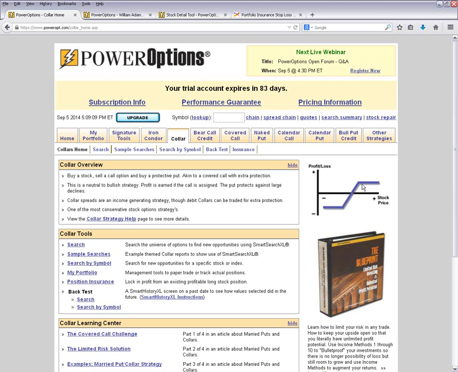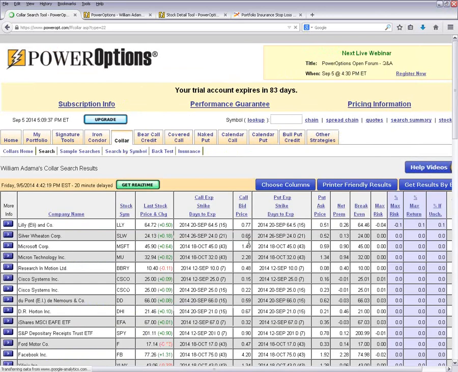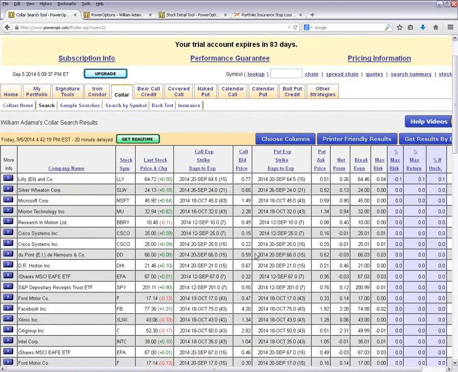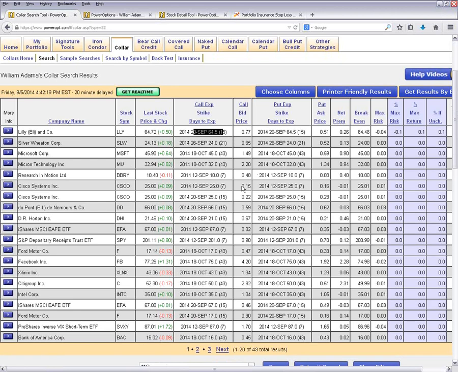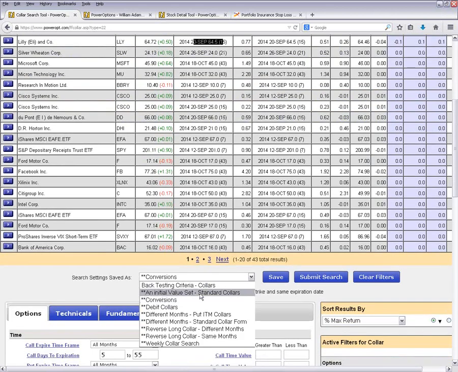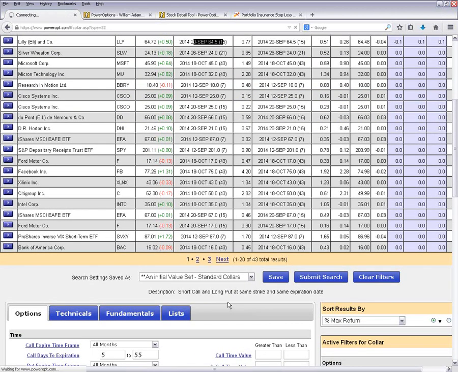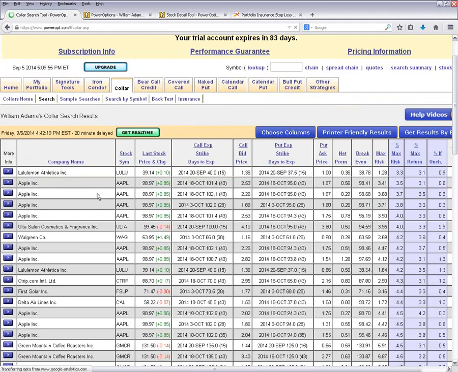I've got to be honest with you. And a standard collar, what we'll look at here, we'll go to my basic search that we created here. And what we're looking at is to buy stock, and we're going to sell an at or just slightly in or an at-the-money call. And this is a conversion. That's not what I want. Let's go here. Let's go to initial values. Okay, so for standard collars. All right, so here's a better one.